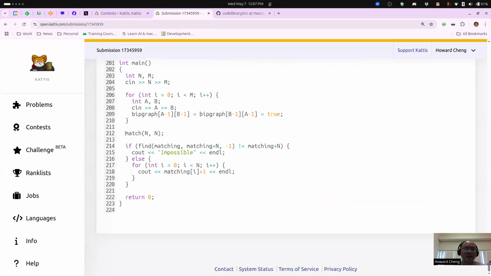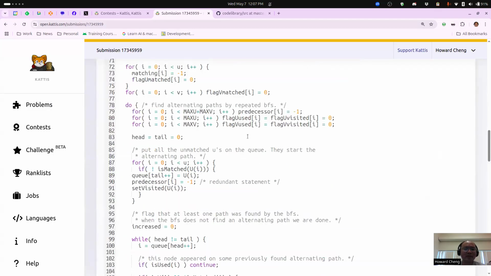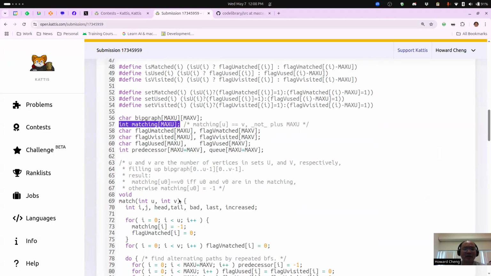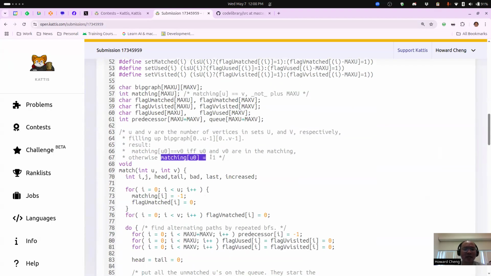Then I call this function match, which takes two parameters: the number of things on the left and the number of things on the right. In this case, both are n. It doesn't return anything; it's all global variables. It's going to tell me that matching of 0 equals 5 means on the left, 0 is matched to the thing on the right at number 5. So 0 shoots 5. But if there's no matching in the maximum matching, it remains -1.